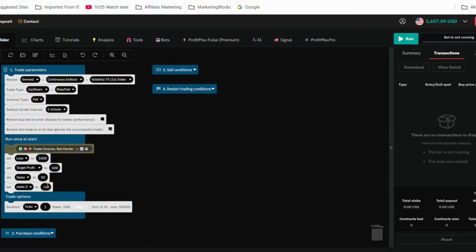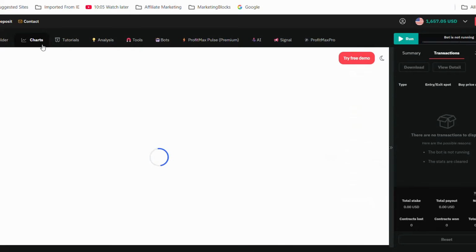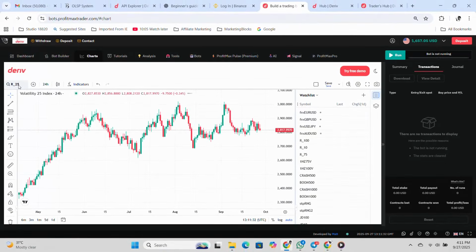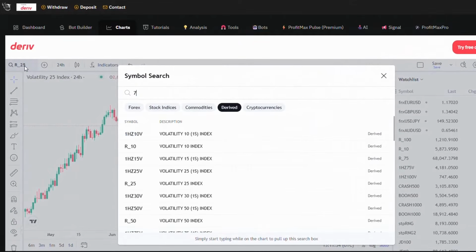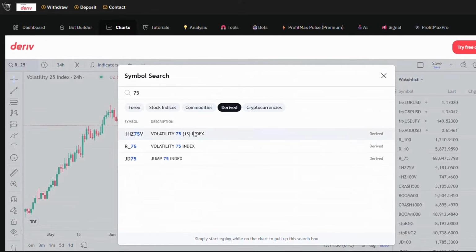And then let's take 150. Depending on your capital, always aim for 3 times your stake. So with 150, let's try and capture around 400, or let's say $500, 450 to $500. Come back to charts, and then let's look at the Volatility 75 1S once more.